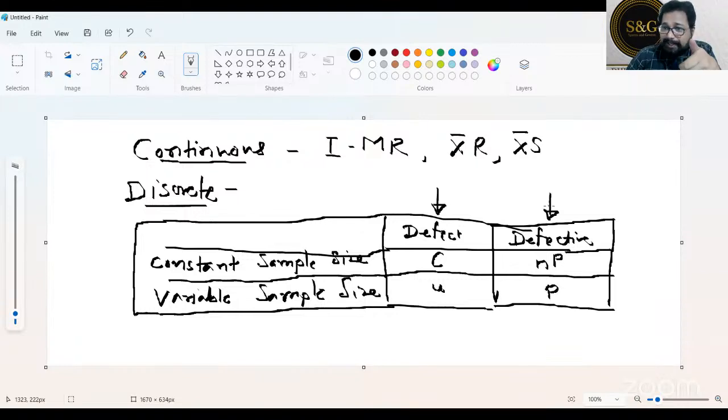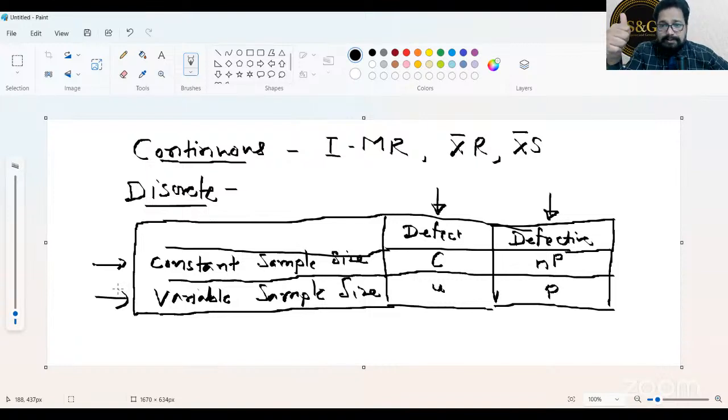Now, there is another dimension to that. One is the constant sample size. Look at the left-hand side, the first row is constant sample size. What does it mean? Let's say, as a quality person, I'm checking shirts. Every shift, I check 50 shirts. No matter what, my number of shirts checked is equal to 50. So my sample size is absolutely constant at 50.